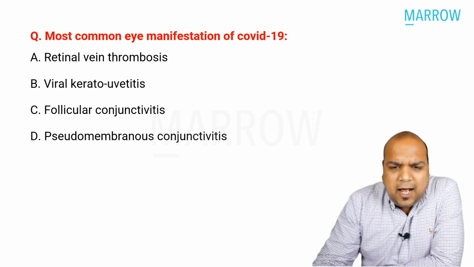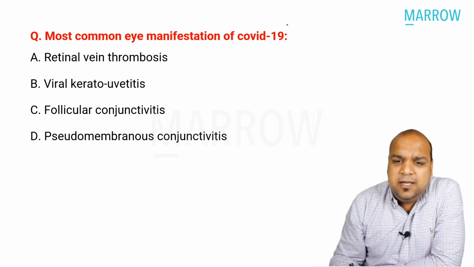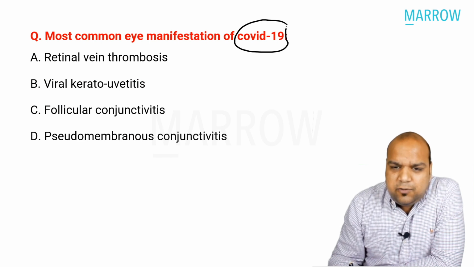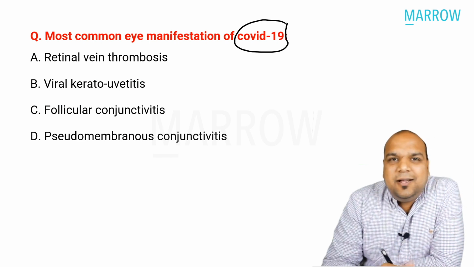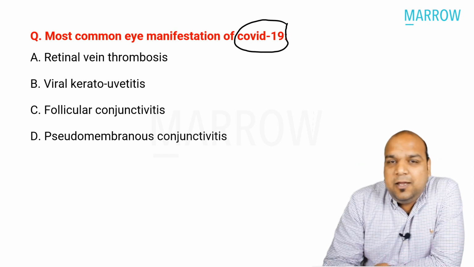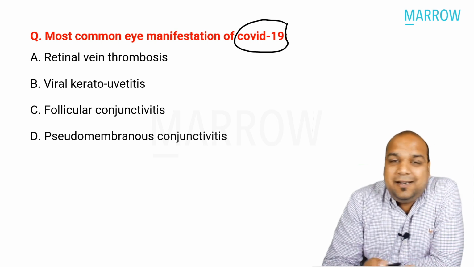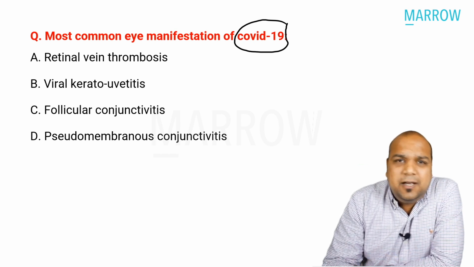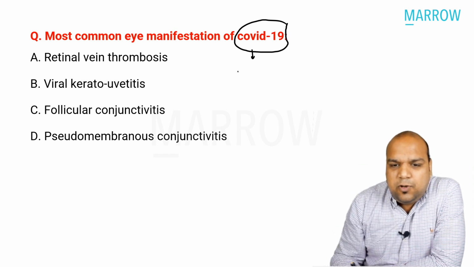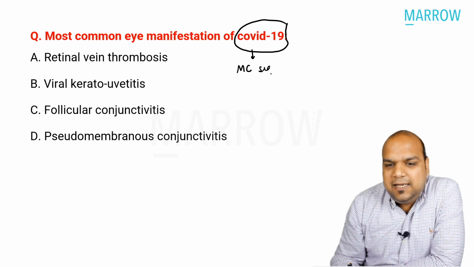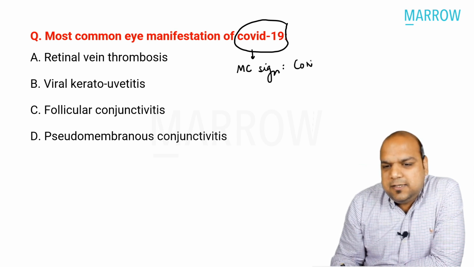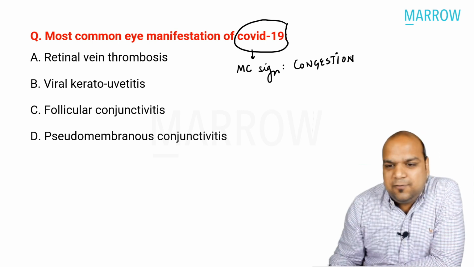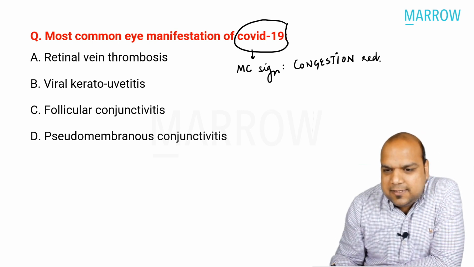What is the most common eye manifestation of COVID-19? Obviously, sooner or later, a question on COVID-19 was bound to come. Okay. So, there is no conclusive data as such, everybody. Large-scale studies have not been done. Meta-analysis has not been done. But based on a lot of studies in a lot of areas, in a lot of countries, everybody, the fun thing that has come out is that the most common manifestation as far as a sign is concerned is congestion. Okay, everybody, congestion or injection, whatever you want to call it, basically redness.